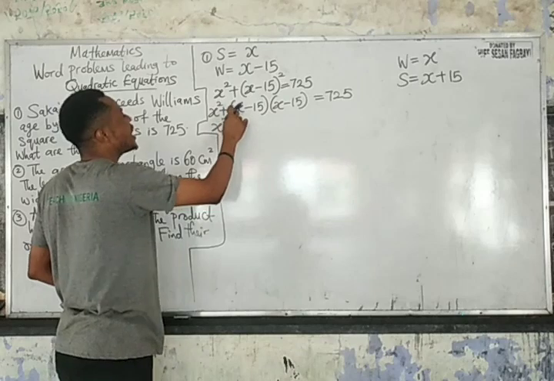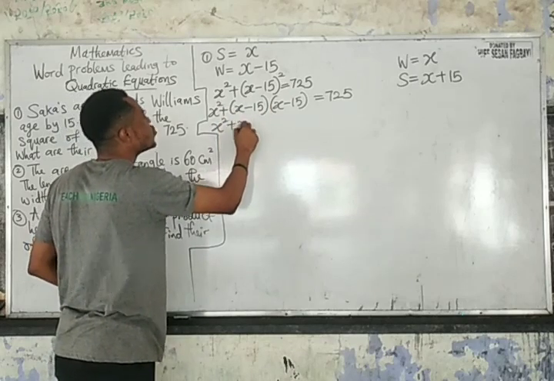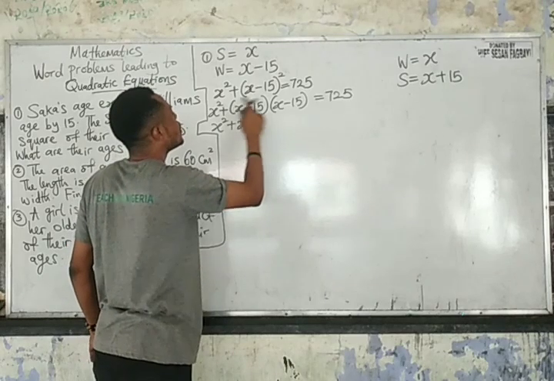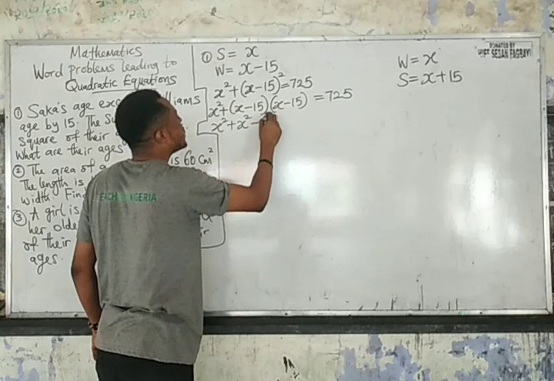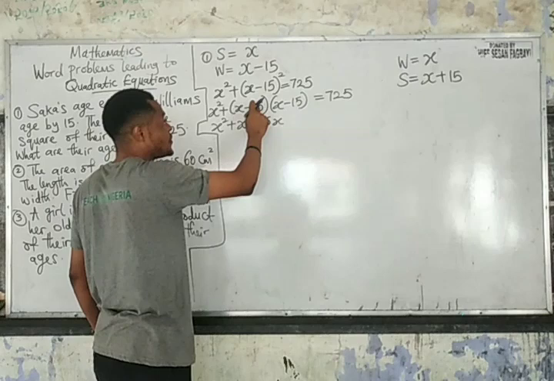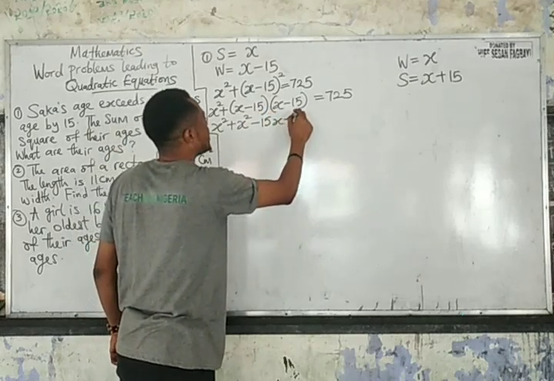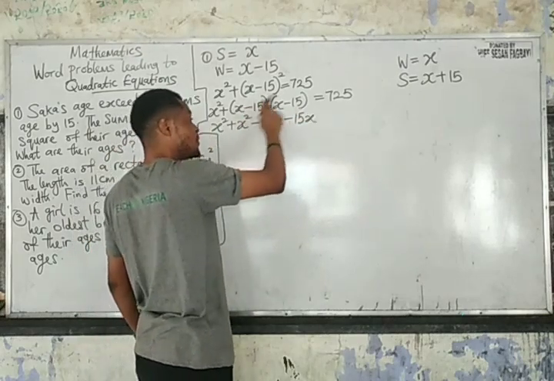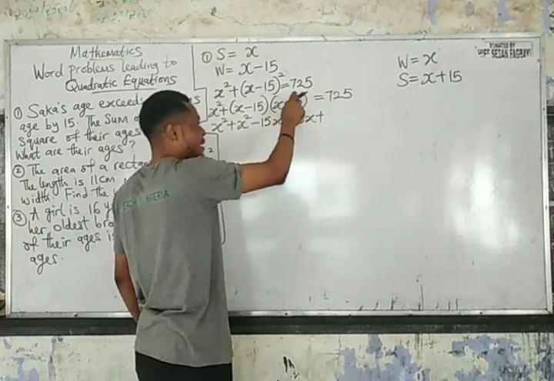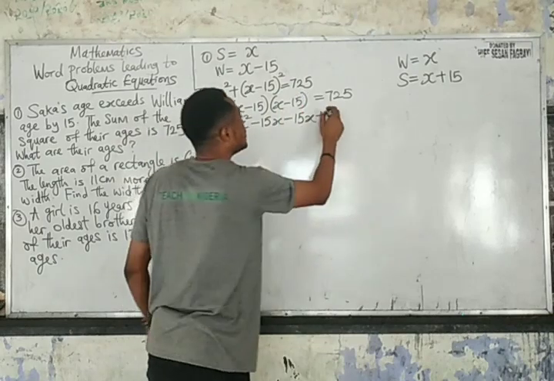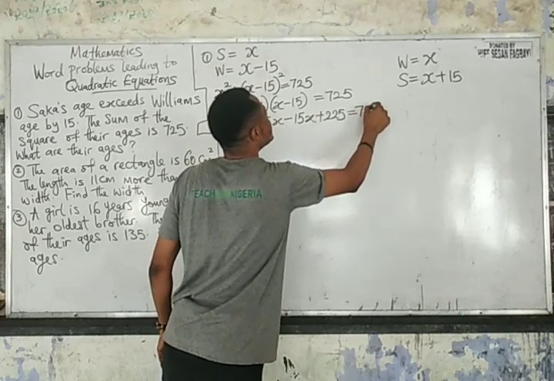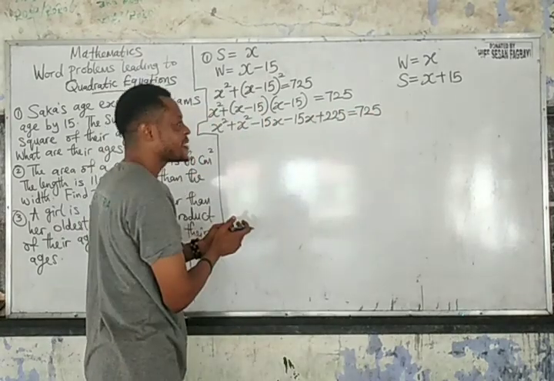Then we open this bracket. X squared plus x multiplied by x, we have x squared. X multiplied by minus 15, we have minus 15x. Now let's come to this. X multiplied by x, minus 15 multiplied by x, it gives us minus 15x. And minus 15 multiplied by minus 15, minus times minus, we have plus, then 15 times 15 will give us 225. All to give us 725. Now we sum the like terms together.